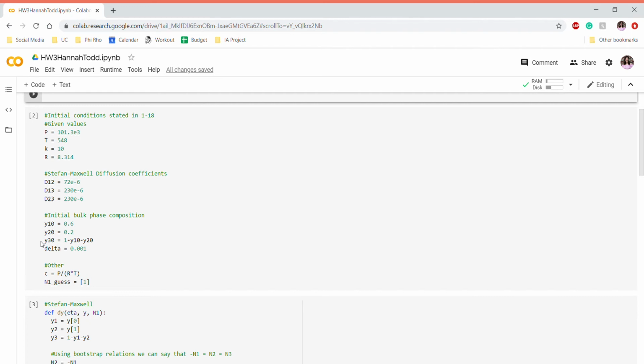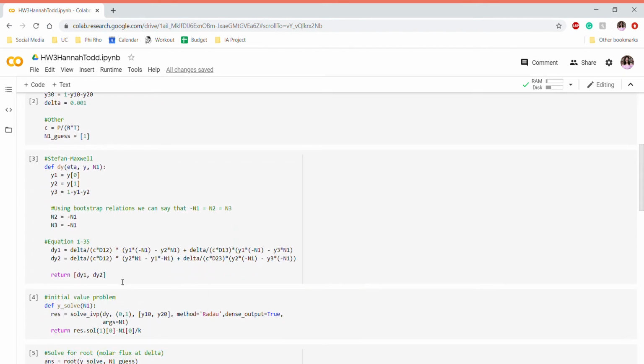And the book also gives us our gas film thickness, which is delta. I also went ahead and solved for concentration using a formula that contained some known values. Pressure, the gas constant, and temperature were all given in the problem. And then my initial guess for N1, which I just said was 1.